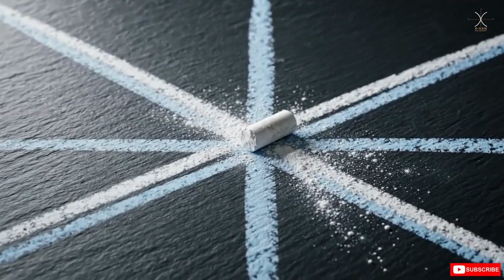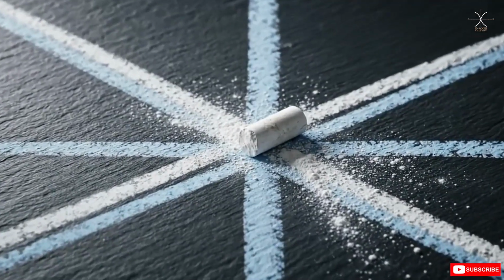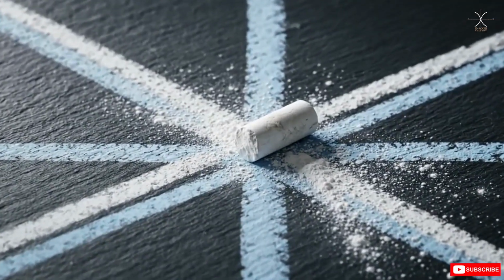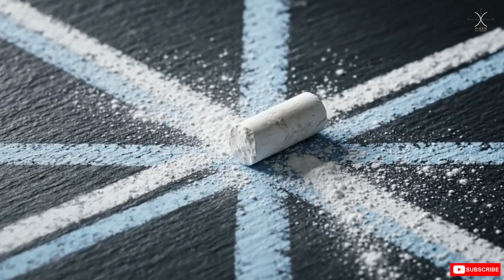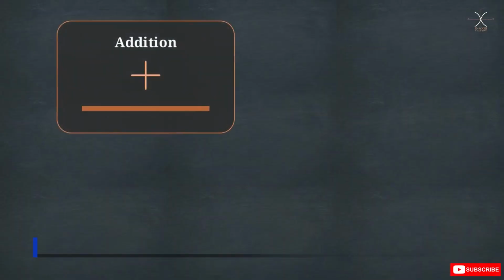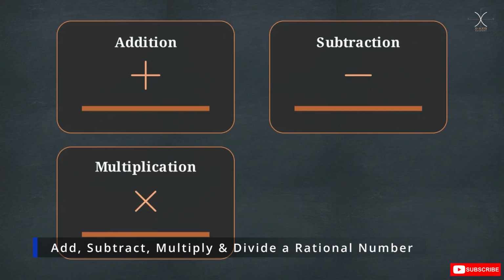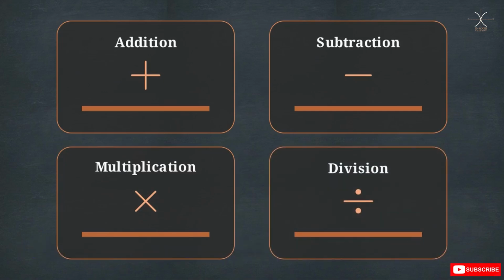Welcome to our guide on rational numbers. Today, we are going to master the 4 core arithmetic operations: addition, subtraction, multiplication, and division, establishing a clear process for each.